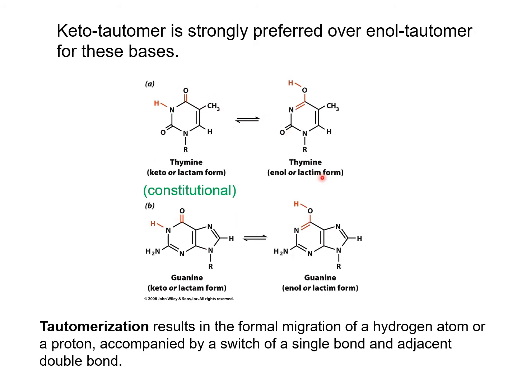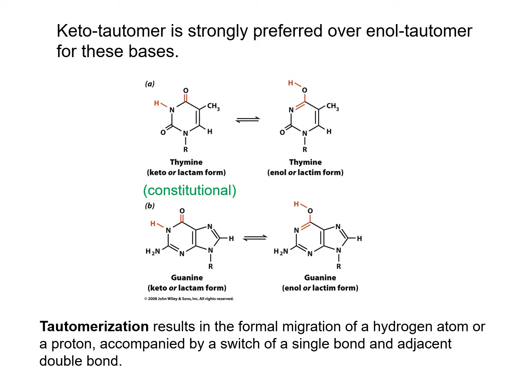All this tautomerization results in the formal migration of a hydrogen atom or a proton, as you can see here, from here to here within the same structure. And that is accompanied by a switch of a single bond and an adjacent double bond too, as indicated in red. And that has an important role, especially in interacting with other molecules, from these keto or enol forms, and in hydrogen bonding too.